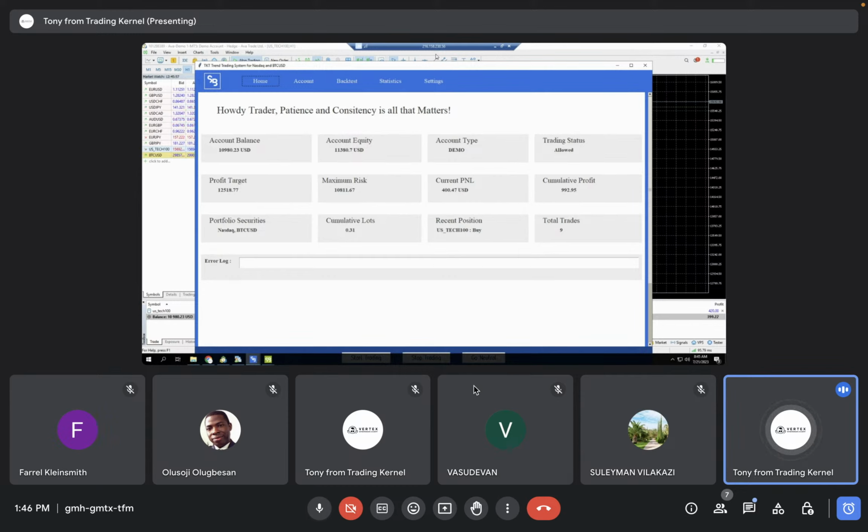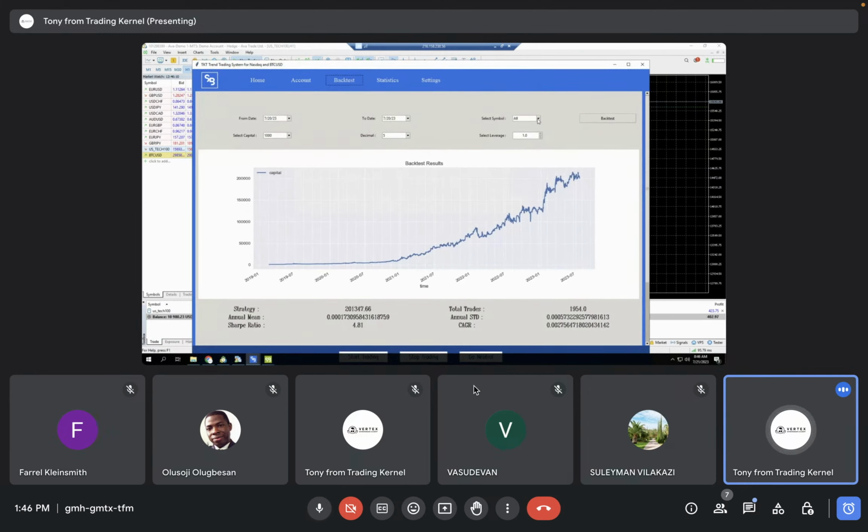There is no stop loss and no take profit in this trading strategy. But when you look at the backtest here, let's try to backtest Nasdaq using $1,000. We're going to backtest this for all time. So we backtest the system here. You can see the results here for Nasdaq.